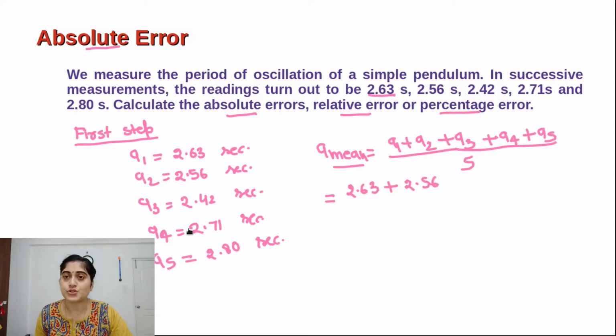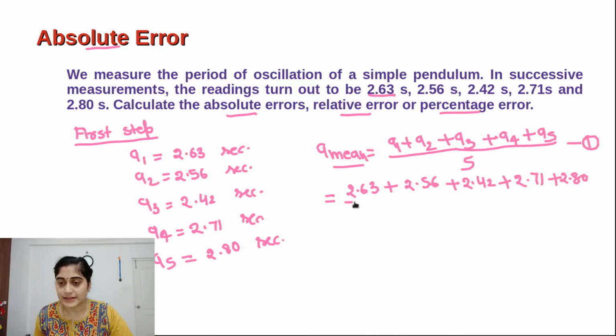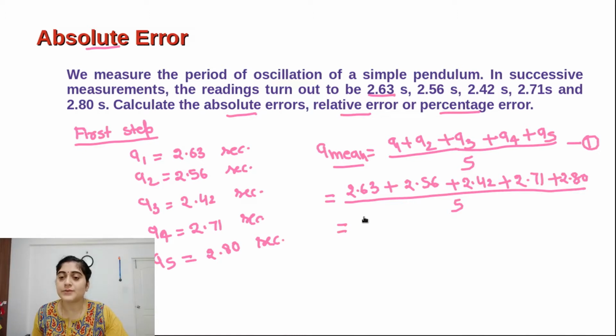Now we will substitute all these measured values into equation 1. So what will come? The sum divided by 5. It will be 13.11 divided by 5, which comes to 2.624 seconds. But we know the resolution of this oscillation period is how much?